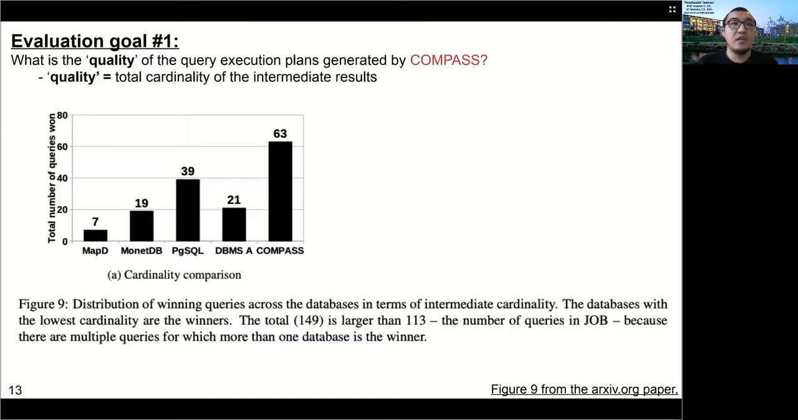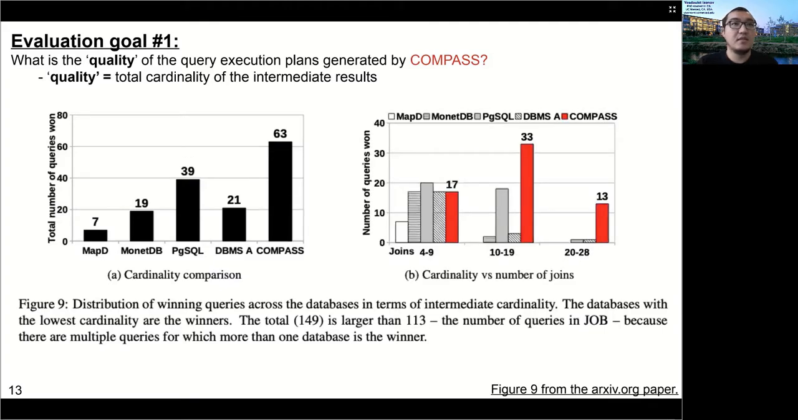First, we evaluate the quality of the plans generated by the systems, including Compass. In evaluating the intermediate data cardinalities on the entire workload, Compass shows better cardinality reduction results. And presenting the results based on the query complexity is also interesting to observe. Compass shows similar or better results in complex queries, including 10 or more join predicates.